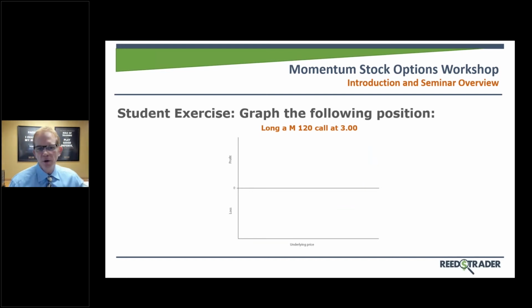So I'm going to have you graph your own call. We're going to buy a June 120 call at $3, and I want you to graph it. So you need to make sure you write your strike price down, determine your debit, determine your break even, and draw the curve or the P&L graph at expiration. So I'm going to give you a minute to do that.